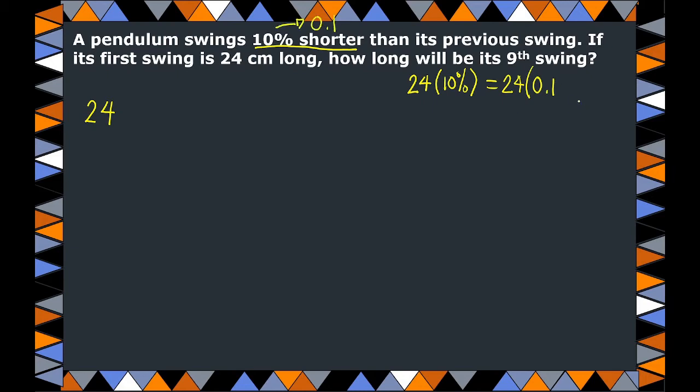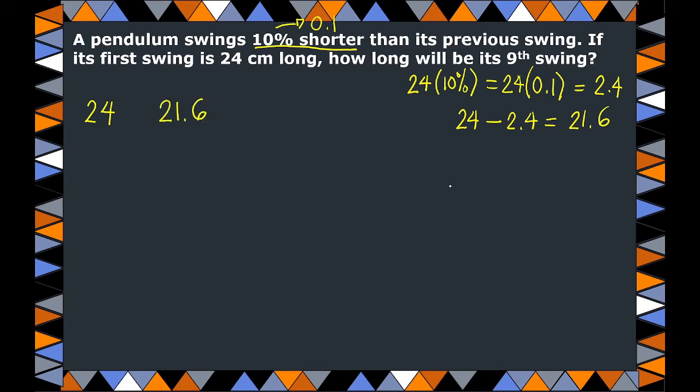Okay? So I now have 2.4 for this, right? So what will I do with this? I will be subtracting 2.4 from 24 to get the next number, because 24 will decrease when it gets shorter by 10%. So meaning, I will be having 24 minus 2.4, which will give me 21.6.